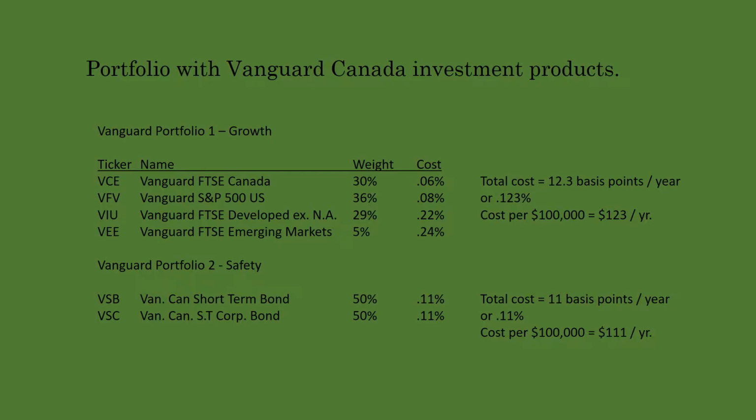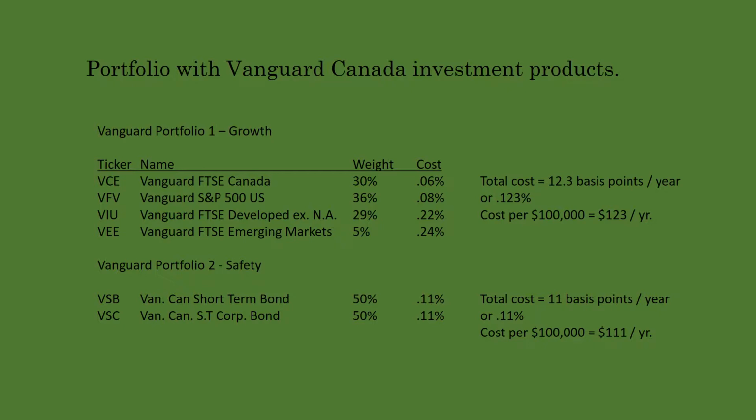And the last is VEE. This is emerging markets. Weight it at 5%. It has a total cost of 24 basis points. This is a growth portfolio using passively managed exchange-traded funds. The ETFs buy shares or partial ownership of companies in the various geographical regions. You are ultimately buying ownership of the companies that the ETFs invest in. How these companies perform is how the ETF will perform, and therefore how your investment in the ETF will perform.